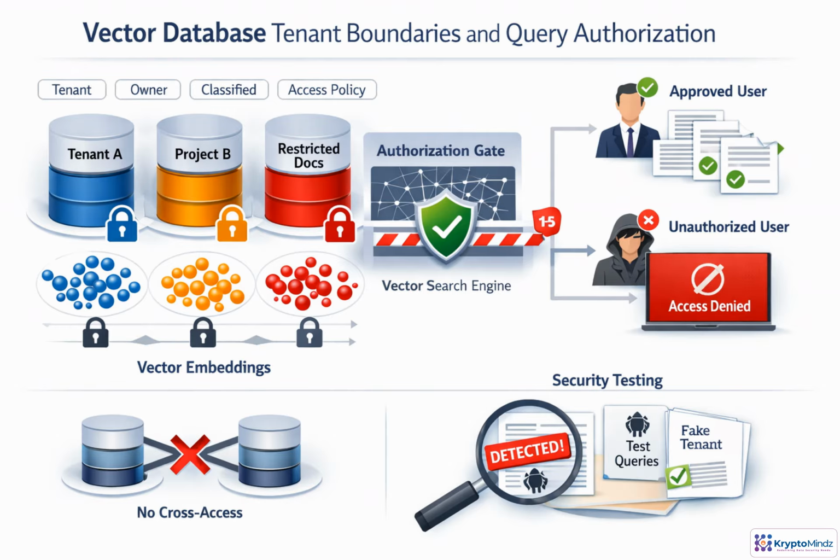In secure RAG, vectors must carry access context. Each chunk should be tagged with tenant, owner, classification, source, retention, and access group. When a query arrives, authorization should narrow the searchable space before similarity search whenever possible. If filtering happens after retrieval, it must be mandatory and fail closed. Cross-tenant or cross-project searches need explicit approval and audit trails. Test with fake tenants, adversarial prompts, and restricted documents to catch leakage before users do.